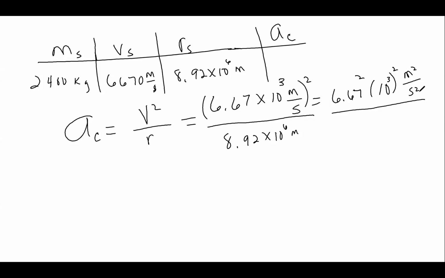So the first thing I see, class, is that 10 to the third squared is 10 to the 6th. I saw that immediately. That's why I wanted to write it that way. So that way I can cancel out this part of the problem. And then when I cancel out meter with one of these, then I have meter per second squared, which is the right unit. And therefore, when I solve my problem on my calculator, what do I get?